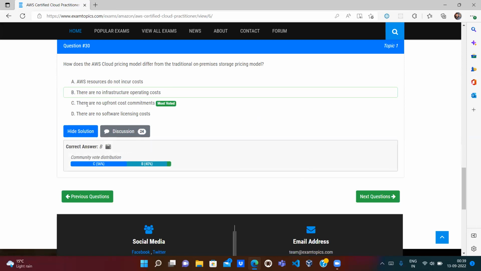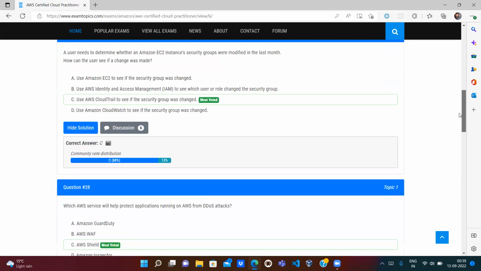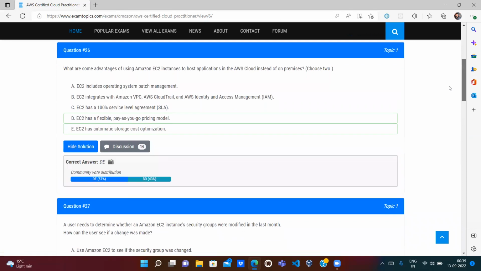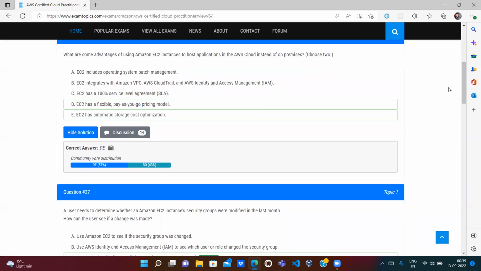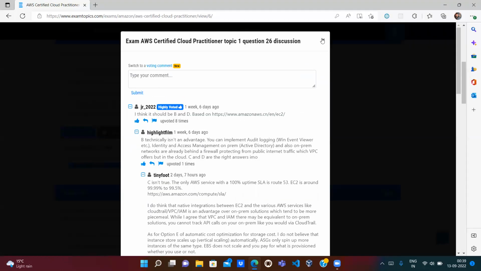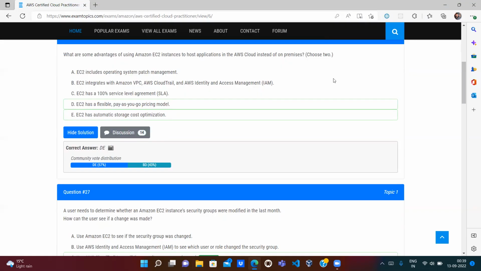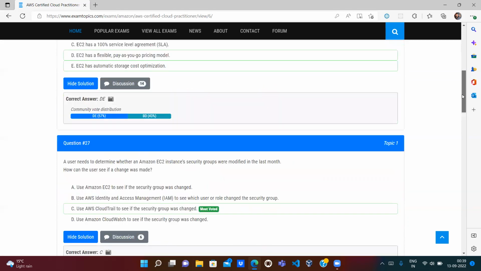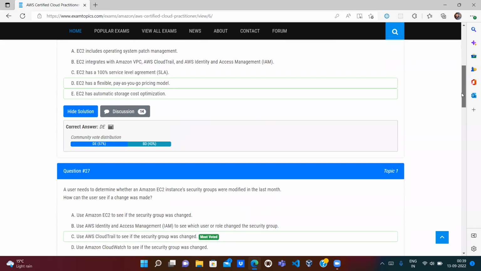Even if you think C could be correct, you can let me know. This website has good questions, but the problem is we don't know which is the correct answer and which is incorrect. So the only option we have is to go to the discussion community, and the community is very useful. People discuss with each other, share their knowledge, say this could be the correct answer, and share the reason why. Every person has different views. We have to go with the most voted, or if a person has given valid justification by sharing an official AWS document.